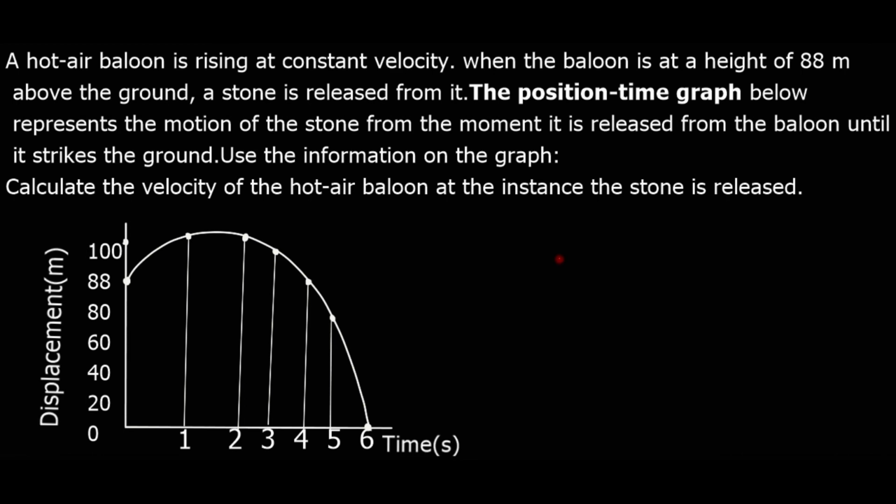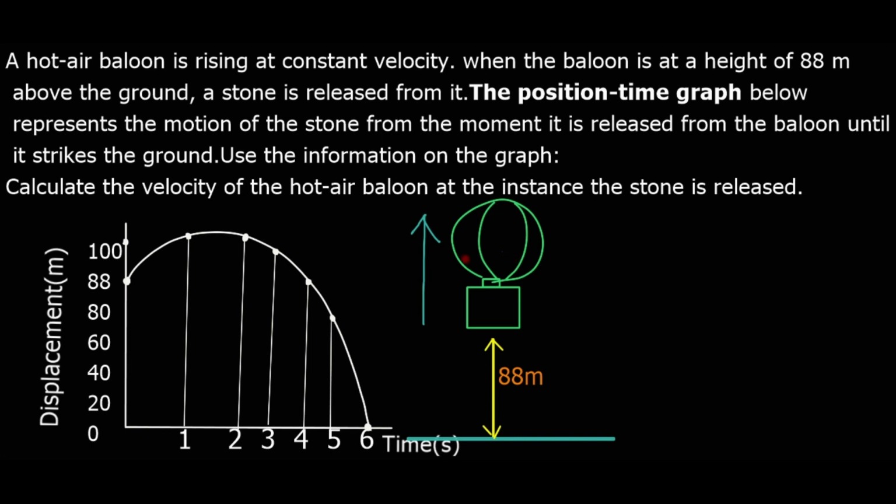We need to draw a picture of this hot air balloon so that at least we can see what we are dealing with. This means we will have something like this one. This hot air balloon is going up at a constant velocity, and this hot air balloon is 88 meter from the ground. The stone is dropped from this hot air balloon. Because this stone is released or dropped, you might think it moves in this direction, but it will move in this direction. Let's understand why.